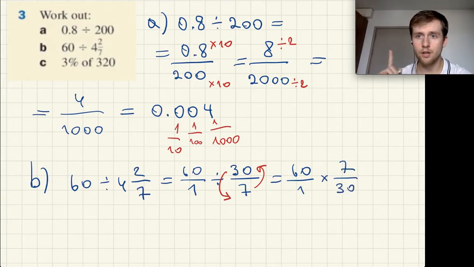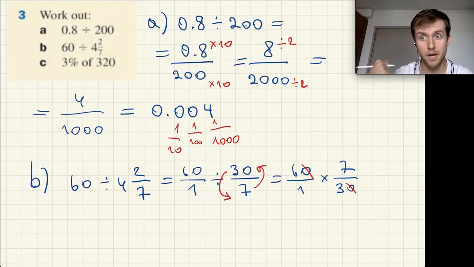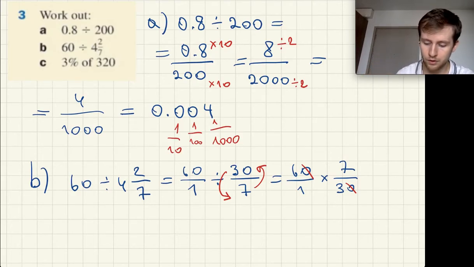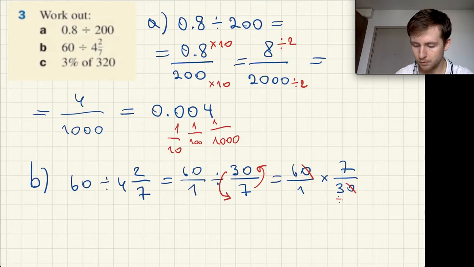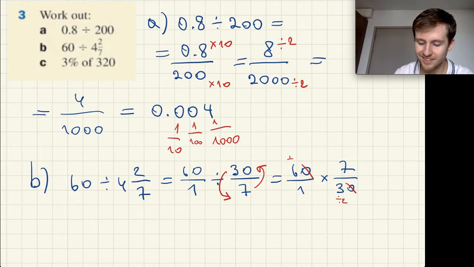And here we can cut something out. First we can cut zeros out. If we have a pair of zeros, one on top, another one on bottom, we can cut them out. And second, of course, 6 and 3, both of them can be divided by 2, right? Sorry, not by 2. Both 6 and 3 can be divided by 3.